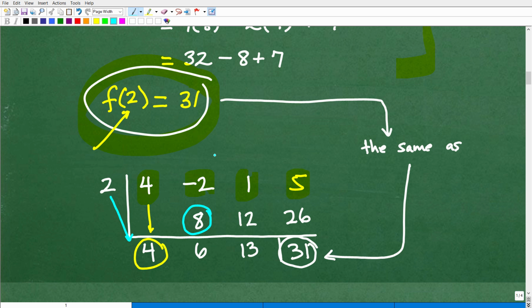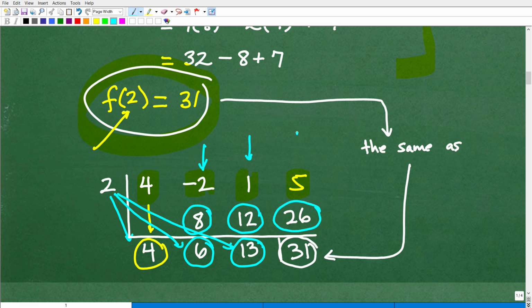Now you're going to add down this column. -2 plus 8 is what? It is 6, okay? So we're going to do this again. 2 times 6 is what? It's 12. We'll put the answer right there. Then we're going to add down. 1 plus 12 is what? 13. We're going to do this again. 2 times 13 is what? The answer is 26. And then we're going to add down. 5 plus 26 is 31.